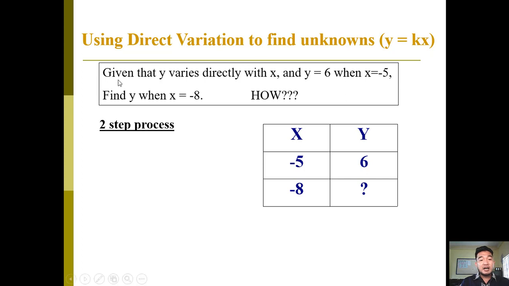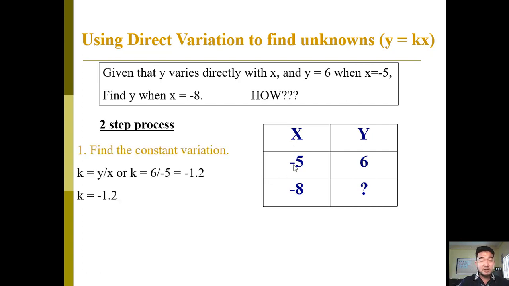Another, given that y varies directly with x and y is equal to 6 when x is negative 5. Anong una natin gagawin? Find y when x equals negative 8. I-divide mo lang. 6 divided by negative 5 is negative 1.2. That is your k. So k is equal to negative 1.2.